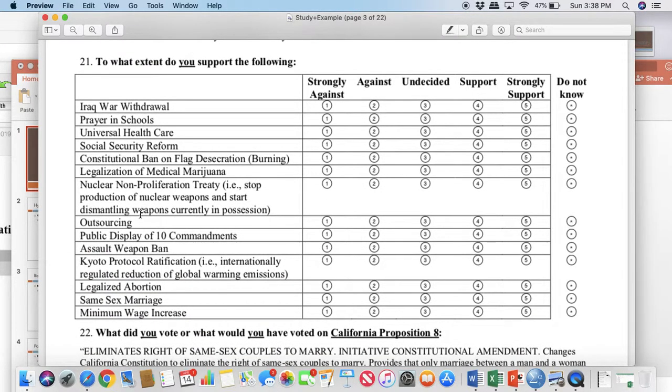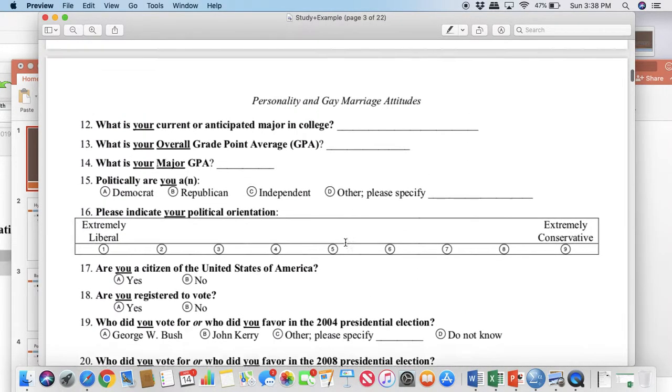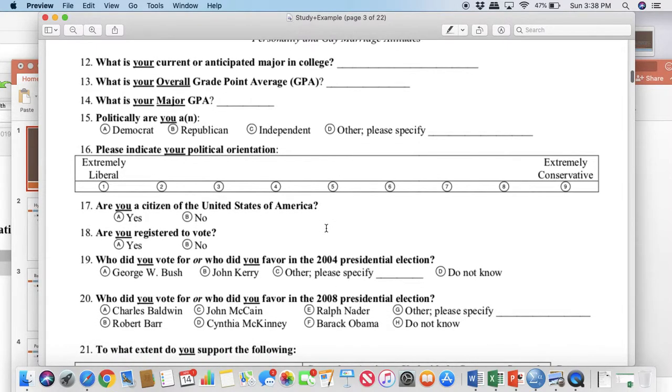And I wanted to pick one of these support variables, so I picked public display of the 10 Commandments. If someone scores 1 in public display of the 10 Commandments, that means they're strongly against it. And if they score 5, it means they strongly support it. So higher numbers mean stronger support for the public display of the Ten Commandments, and lower numbers mean more against it. Going to political orientation, lower political orientation means more liberal, and higher political orientation means more conservative.